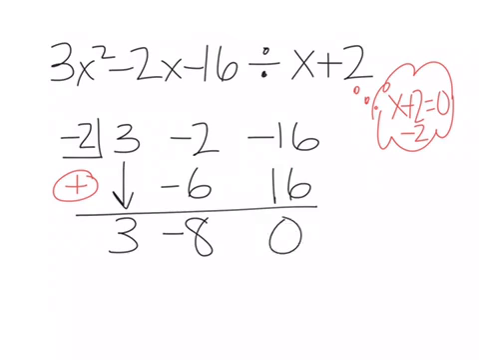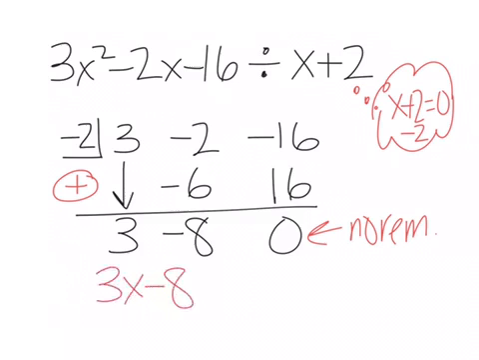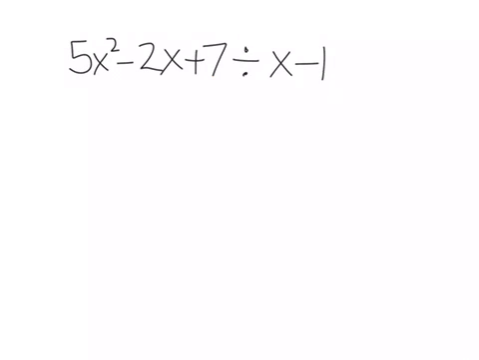So what that means is there's no remainder. The 0 means no remainder, in this case. And my answer is 3x minus 8. This variable and exponent is always one less exponent than what we started with. We started with x squared, and here we have just an x to the 1. So the final answer to this is 3x minus 8.